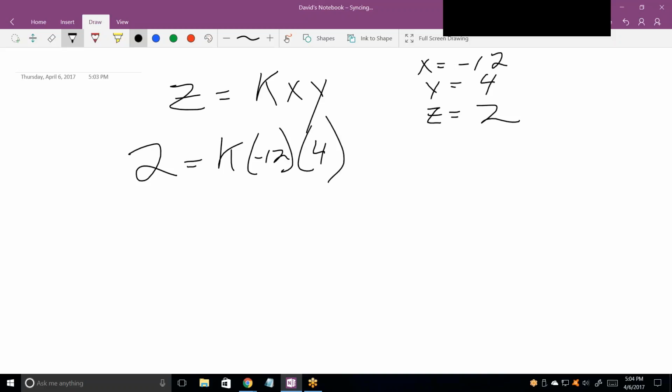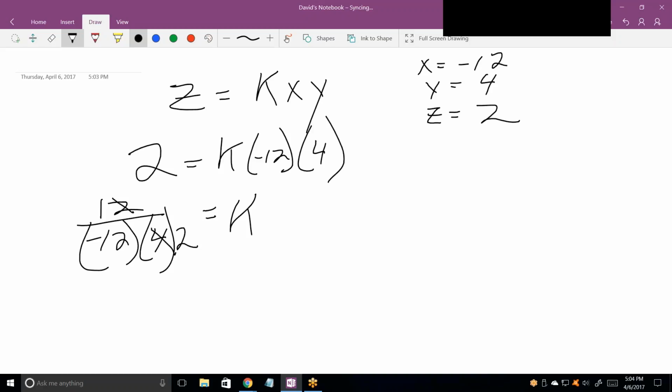Again, I'm not going to multiply those yet. I'm going to divide both sides by negative 12 times 4. Now I can divide that by 2, leaving behind a 1, and I can divide that by 2, leaving behind a 2. And now k is equal to 1 over negative 24. Notice that had I multiplied that together immediately, I would have had a big number, 48, that I would have had to deal with. And I avoided dealing with that big number by doing it the way I did.